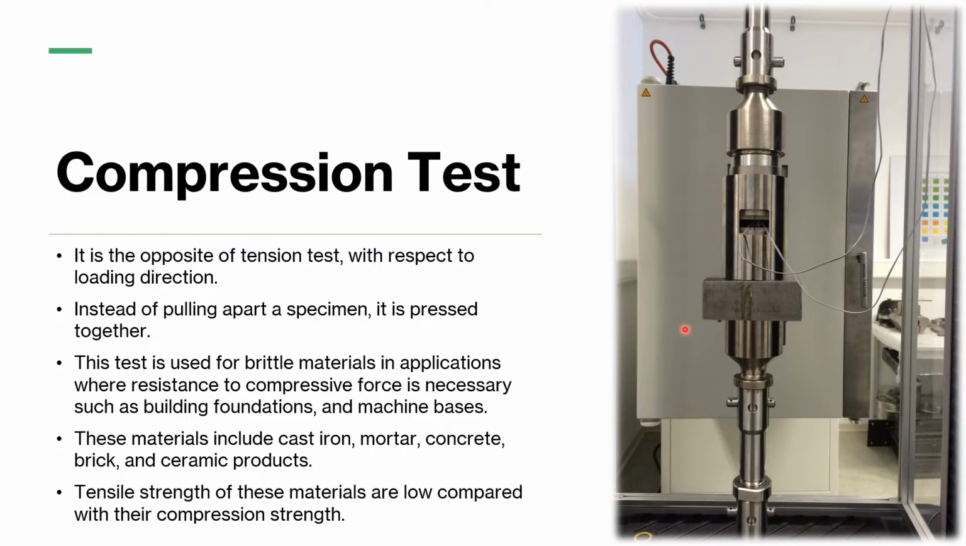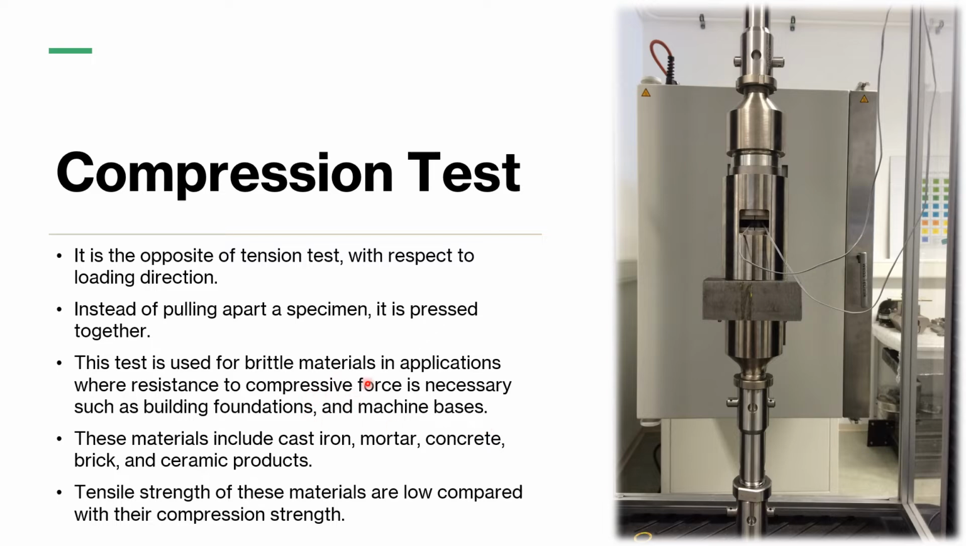Compression test. Here you can see the compression test setup right there. It is the opposite of your previous tension test, especially with respect to the loading direction. Instead of pulling apart a specimen, it is pressed together, and that's why we use the name compression. The test is used for brittle materials in applications.